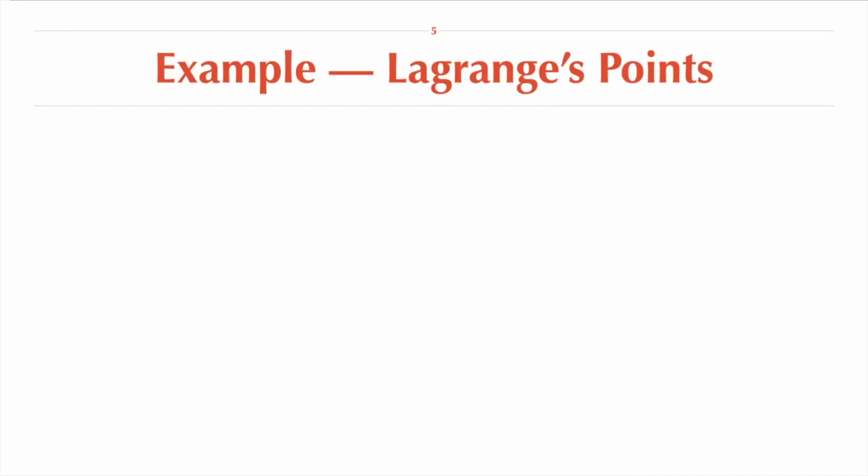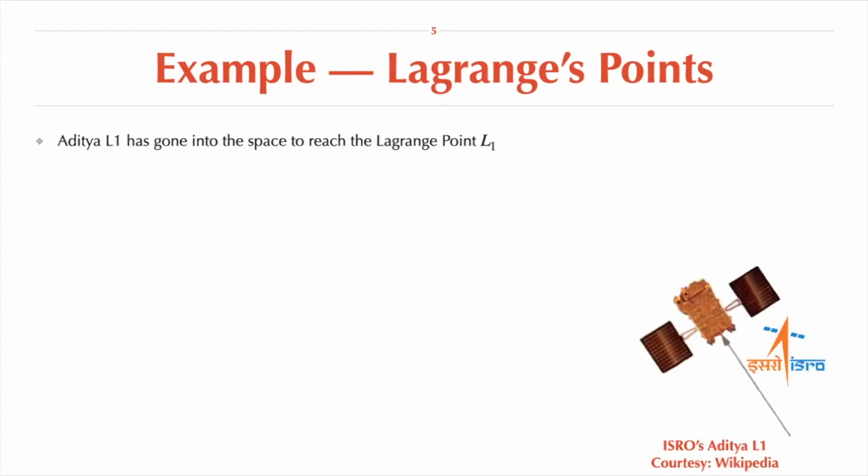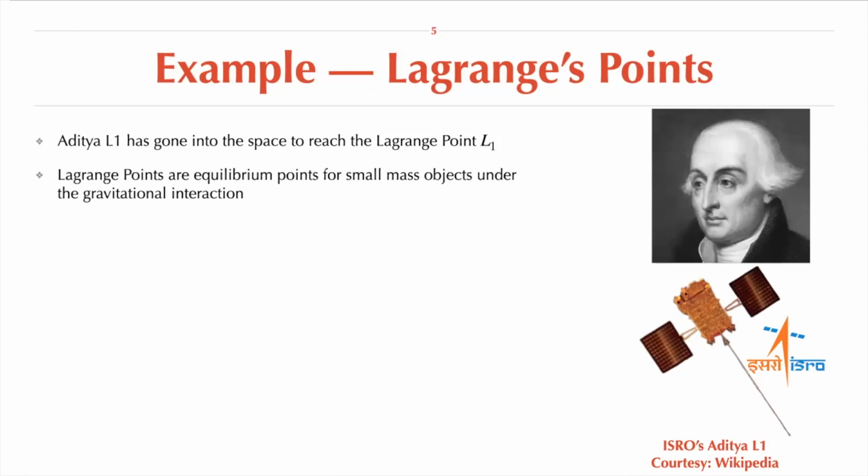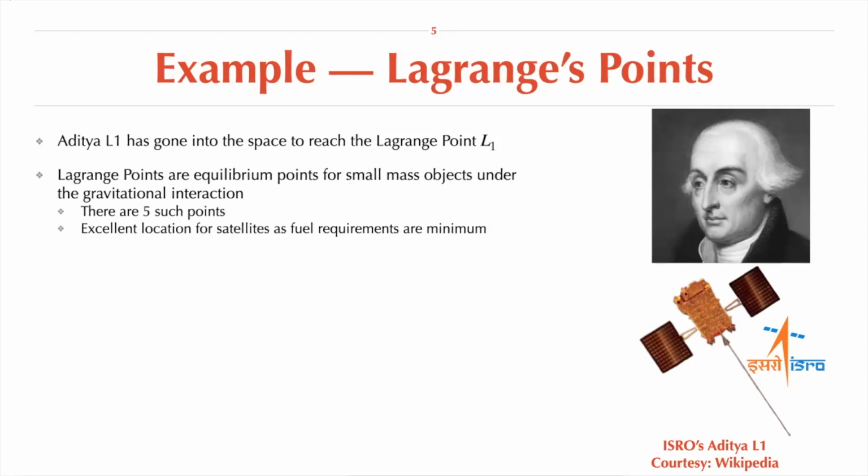Since we recently launched the Aditya L1 satellite, this example will also be contextual. As we all know, Aditya L1 has gone into space to reach the Lagrange point L1. The Lagrange point is named after the French mathematician Joseph Louis Lagrange. Lagrange points are equilibrium points for small massive objects under gravitational interaction, because in this case you have a sun, earth, and satellite system. So it's a three-body problem. It turns out that there are 5 such points, and these are excellent locations for satellites, as the fuel requirements are minimum.